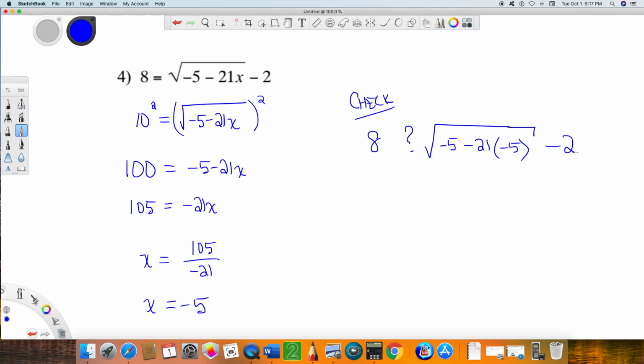All right, so the negative times the negative is positive. And I get 105 minus 5 is 100. And the square root of 100 is 10. And 10 minus 2 is 8, and that's what it claimed it would be. So this does satisfy the equation, and it's the only one that we found. It's the only one that's in our solution set.